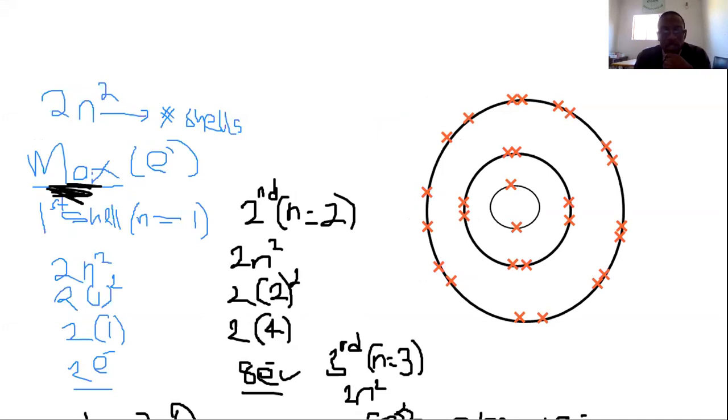So we can proceed. When we look at the PowerPoint, basically it shows what we were doing, how to calculate the number of electrons in each shell. The maximum is 2 for the first shell, the second shell the maximum is 8, and the third shell the maximum is 18. Then there is a condition.